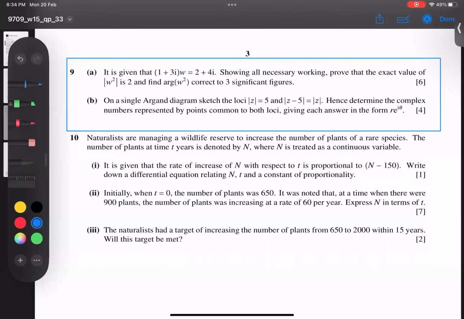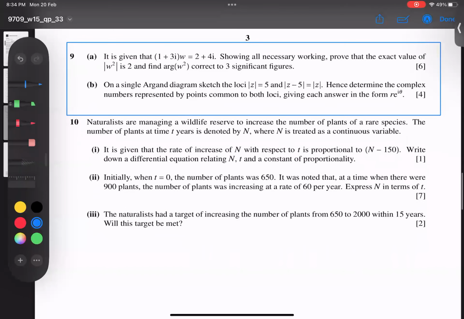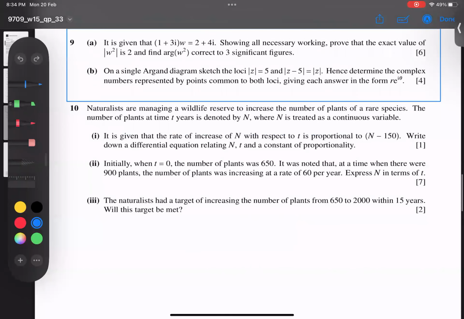Bismillahirrahmanirrahim. This is a question of October 15, 33 variant and question number 9. The topic is complex numbers. And first of all, we have to solve question number 9, part A.